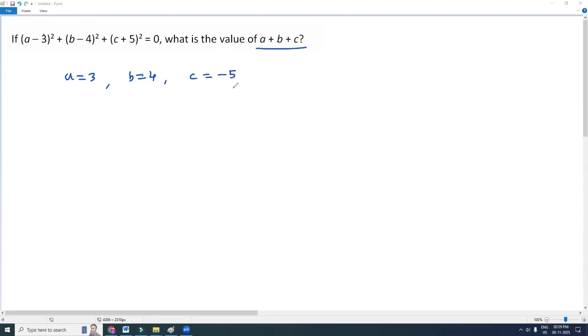My aim is to get the value of A + B + C. Okay, now let's get the value of A + B + C. Let's plug in the values for A, B and C. For A we have 3, for B we have 4, and for C we have −5. Okay, 3 + 4 is 7, 7 − 5 is 2. Here I got the value of A + B + C, that is 2.